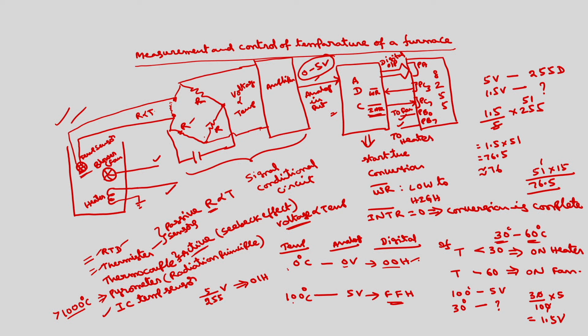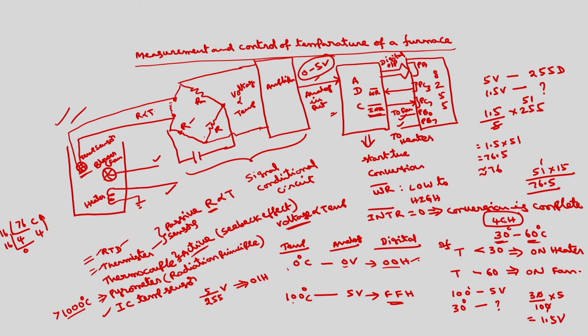So if I convert 76 into hexadecimal, 16 4s are 64, 12 is the remainder, which is C. 16 zeros are 0, 4 is the remainder. So 4C. This 30 degrees corresponds to 4CH, because you have to compare these values in the program.